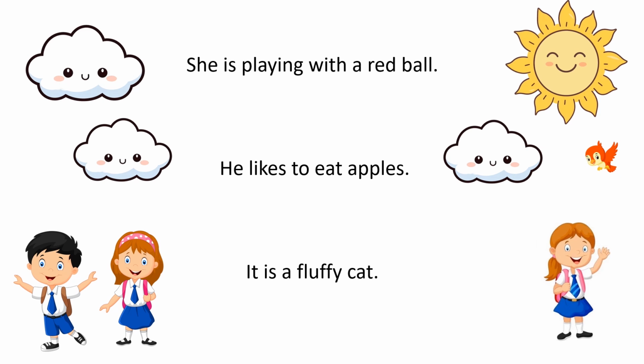She is playing with a red ball. Which one is the pronoun? It's she. On the next sentence, he likes to eat apples. Which one is the pronoun? It's he. On the third one, it is a fluffy cat. Which one is the pronoun? It's it. Let's go to the next.